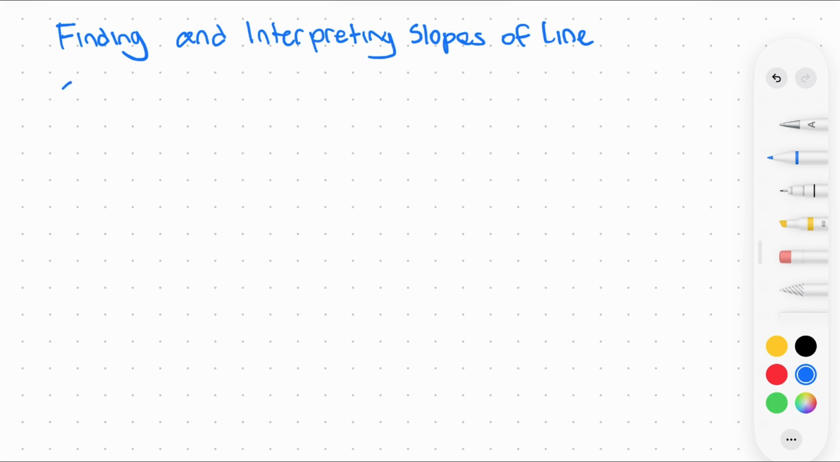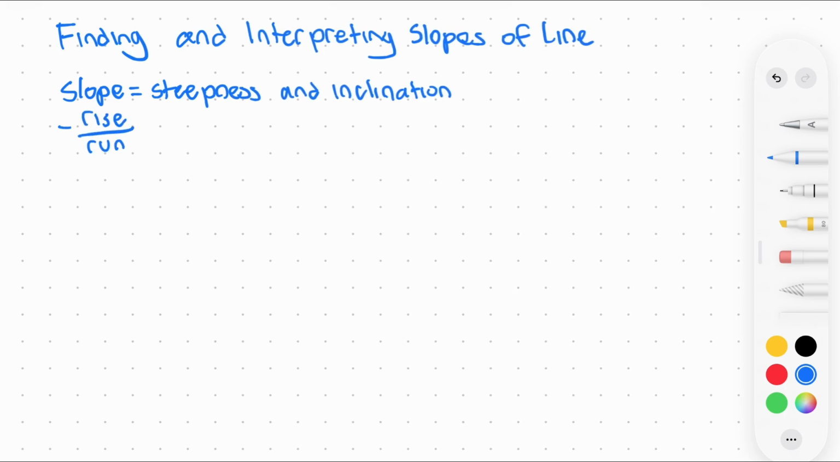So, what is a slope? Well, the slope of a line measures its steepness and inclination in a linear equation. We can calculate the slope by rise over run. And when you learn further about linear equations and slopes, you will find the slope mostly labeled as m.